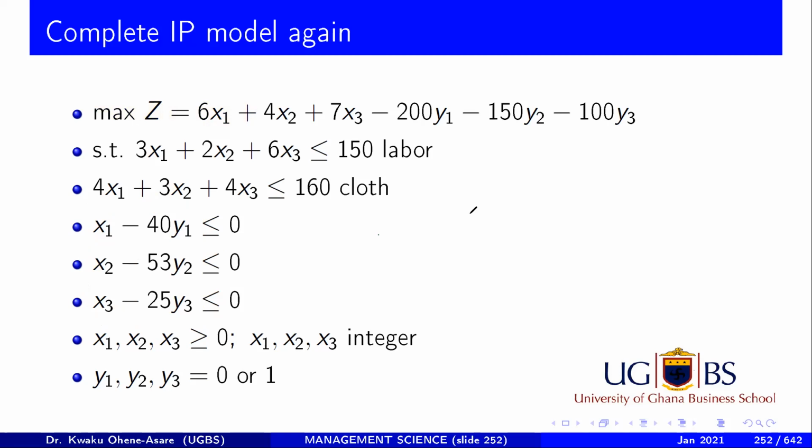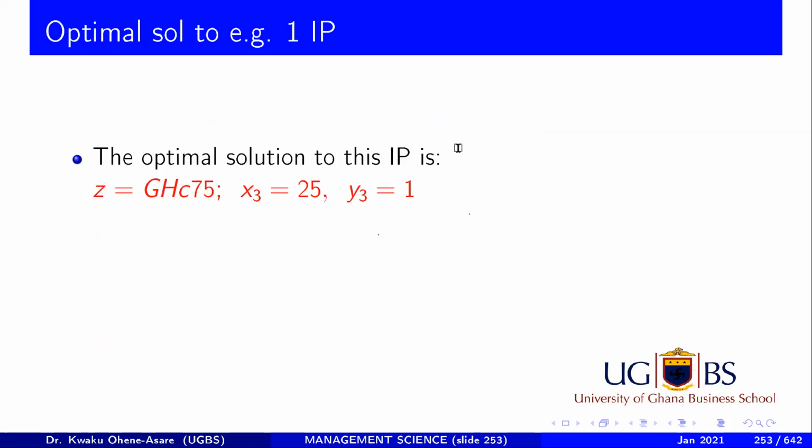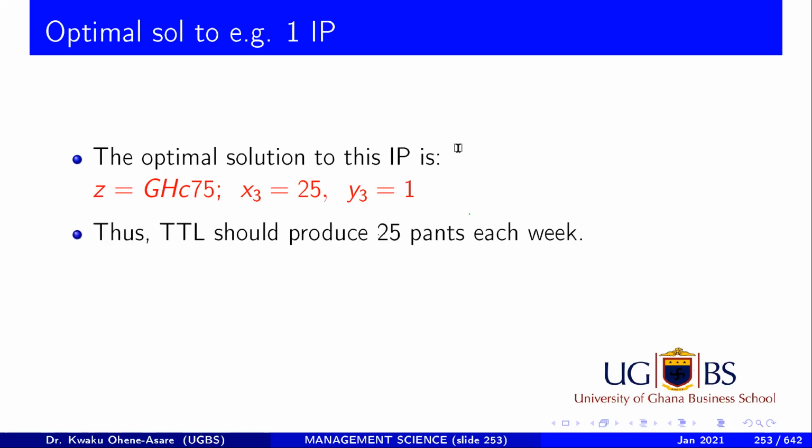When you do that formulation in Excel, this is what's going to happen. You're going to have these values. The optimal solution is going to be Z equals 75, X3 equals 25, Y3 equals 1. And you can see that now that we are producing pants, there's no problem if we incur the cost of pants. So Y3 now has to be 1. And this becomes the final solution.